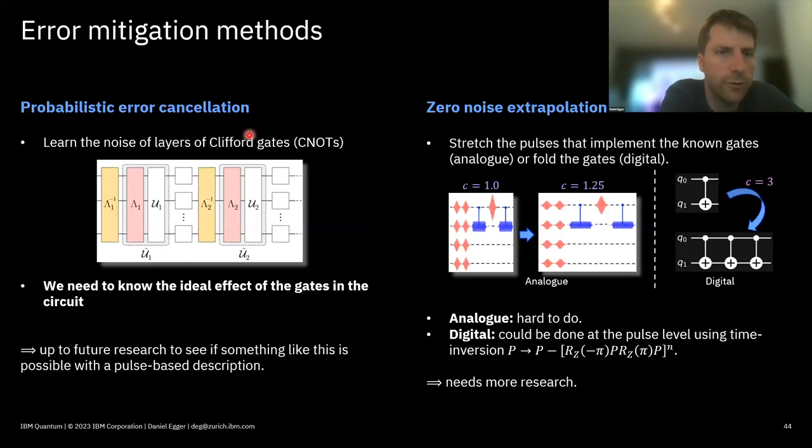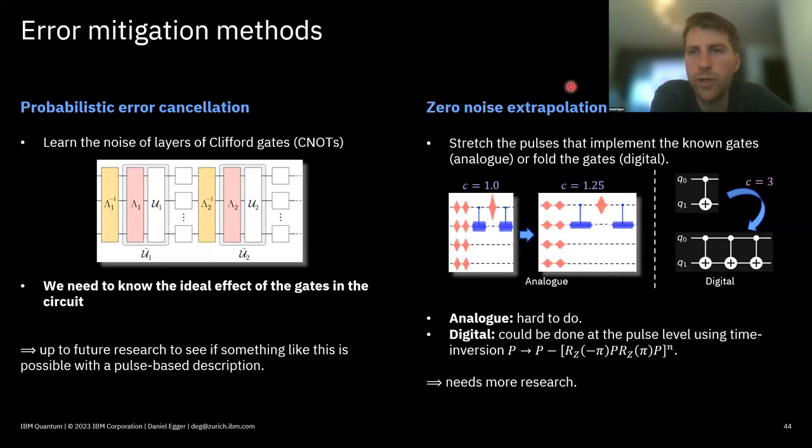For instance, in probabilistic error cancellation, what we typically do is we learn the layers of Clifford gates, and then we try and invert their noise. This means that you need to know the noise of the gate. And so I think it will be interesting in the future to research how we could combine pulse-based variational quantum eigensolvers with error mitigation schemes like this one, which require a gate-based description. I think that we can probably find a little bit of an in-between between the two.